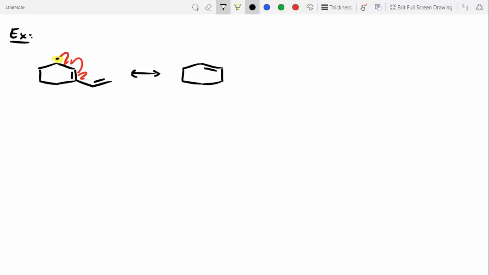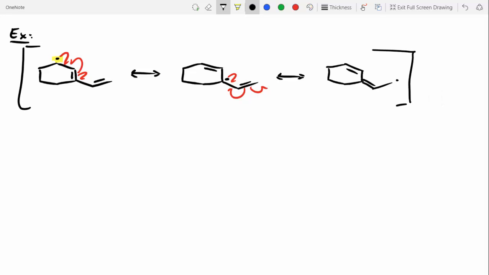Now we've got our double bond here. We haven't done anything with this double bond, and we've got a radical coming off of that carbon. Are there any other resonance structures? Yeah. So we can move this radical down here. We can move that radical over. And then that one over here. So we've got 3 different resonance structures.